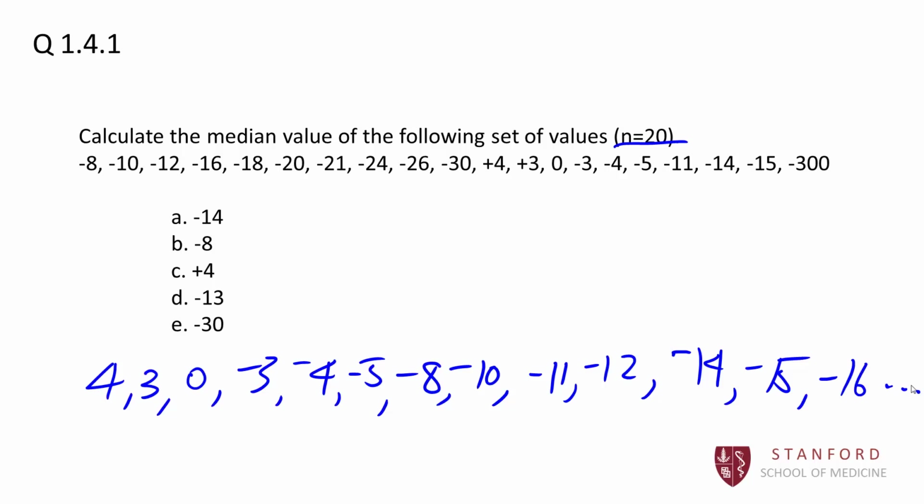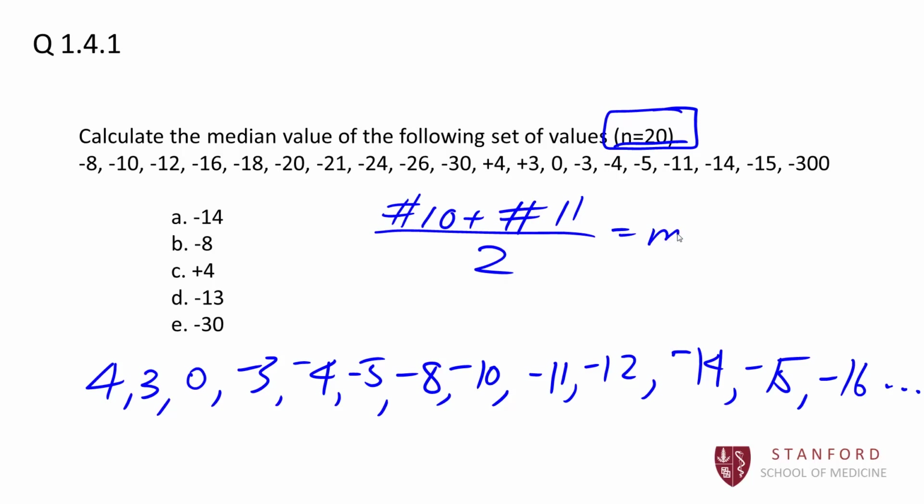I'm actually going to stop there. So let's think about this. There are 20 numbers, so the median value is going to be the average of number 10 and number 11. This is going to equal the median, and I know that because there are 20 numbers here. So I just need to figure out what the 10th and 11th numbers are and calculate their average.